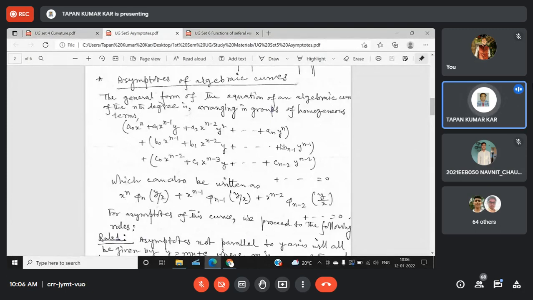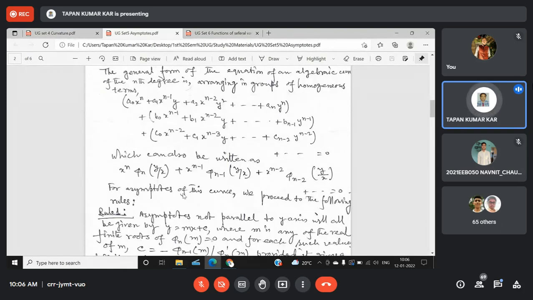Similarly, from the second group, it is written x to the power n minus 1 phi n minus 1 y by x. Plus from the third group, x to the power n minus 2 phi n minus 2 y by x, plus dot dot dot equal to 0. So phi n contains as a variable y by x, phi n minus 2 also contains as a variable y by x, and so on. What is the purpose of writing this algebraic curve in this way? That I will discuss later.